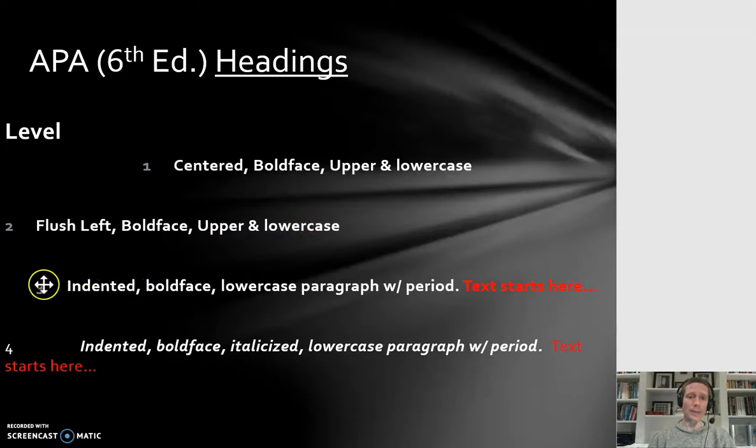All right, level 3, so this is one level subheading underneath a level 2. It is indented. It is boldfaced. The first word is uppercase, but everything else is lowercase unless it's a proper word. Then you have a period at the end of that level 3 subheading, then you start the text after a space. And rarely you might get to a level 4, it's the same as level 3, but it is italicized. Look at the APA manual, go to the Purdue OWL website. I'll try to put that in the description, and make sure that you have your subheadings correct.